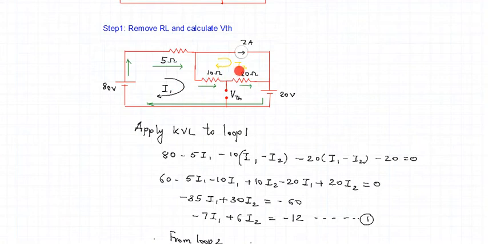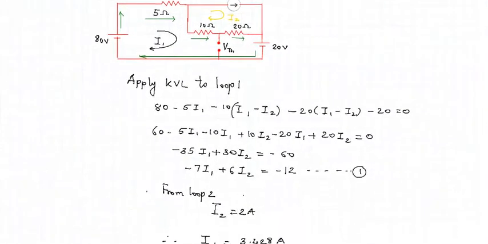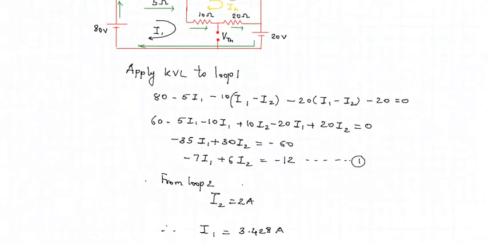The voltage source is a fall in the potential. As we move from the positive terminal to the negative terminal, we need to consider the fall in the potential, and hence it is minus 20. That completes the loop equation. So the loop equation consists of two variables I1 and I2. Simplifying the loop equation, we reach minus 7 I1 plus 6 I2 is equal to minus 12.